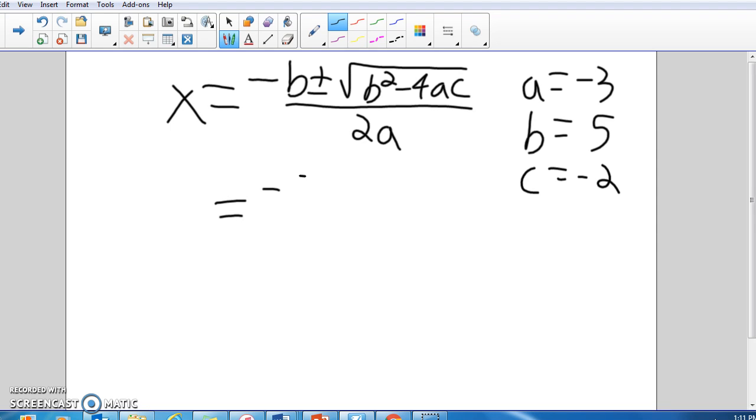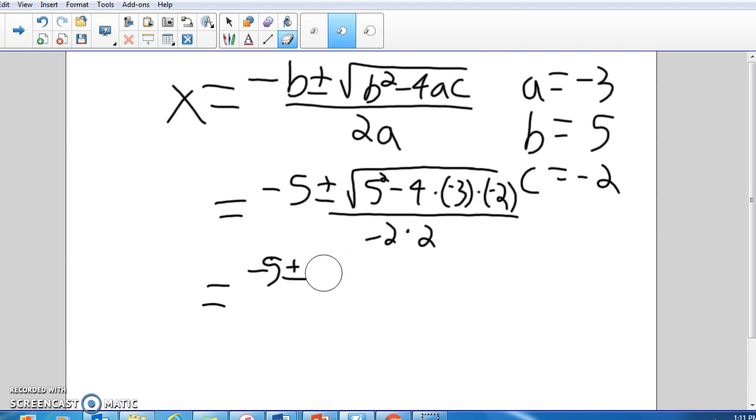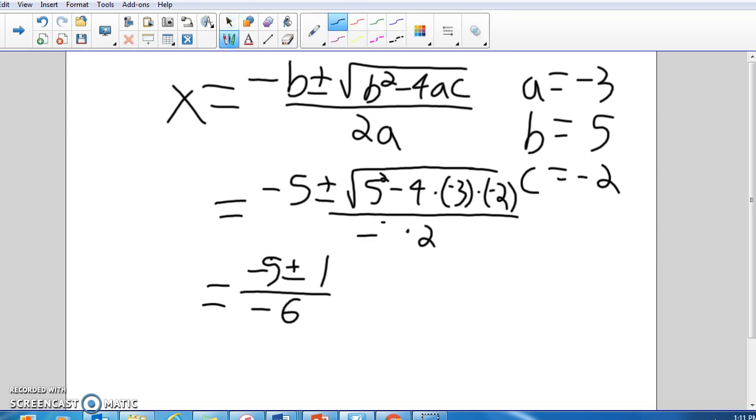So x equals negative 5 plus or minus the square root of 5 squared minus 4 times negative 3 times negative 2, all over negative 2 times 2. Simplify that, and we get negative 5 plus or minus the square root of 1. I don't even know why I wrote that, because we can just write 1. Plus or minus 1 over negative 6, because this was supposed to be negative 3.